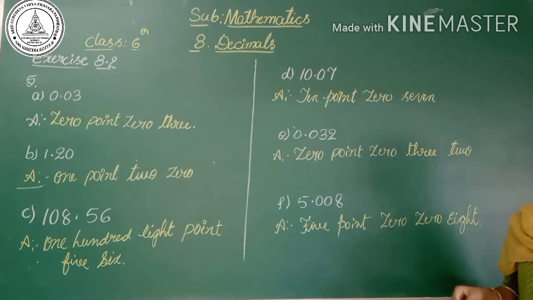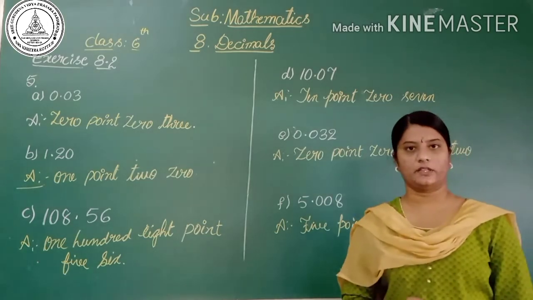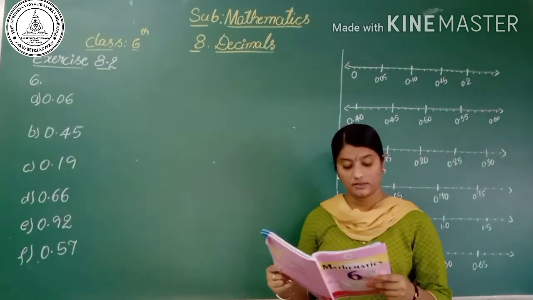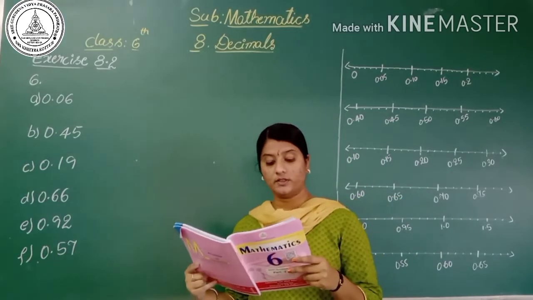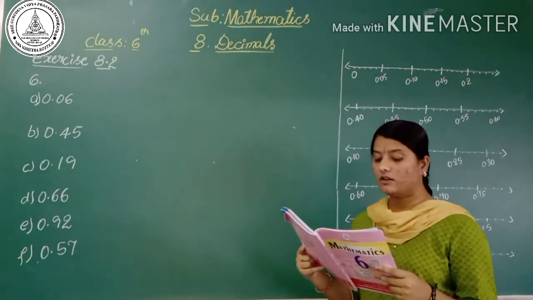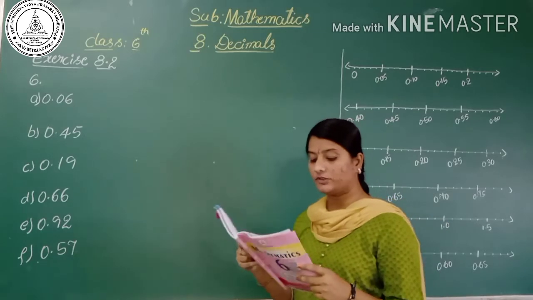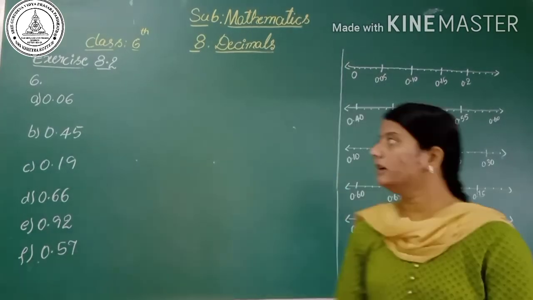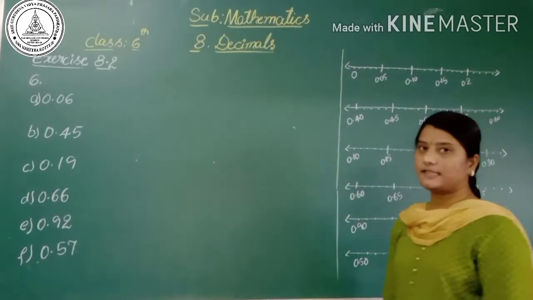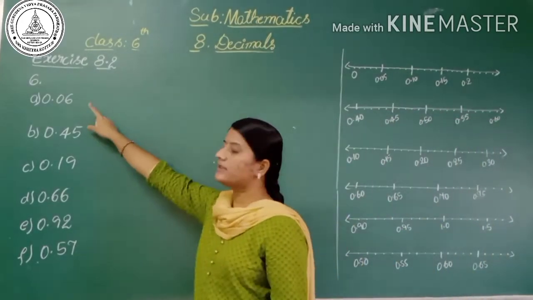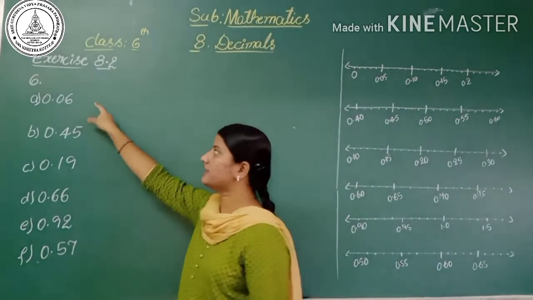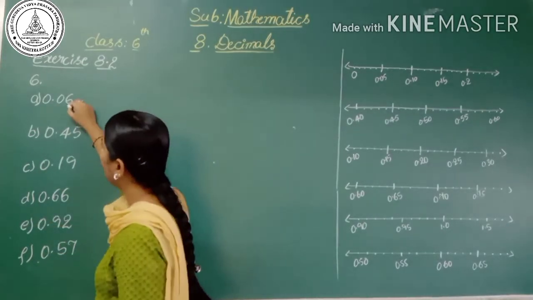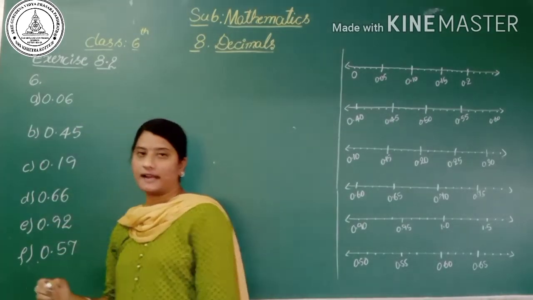Okay. Then let's go to the sixth question. The sixth question is: between which two numbers in tenths place on the number line does each of the given numbers lie? See here, there are 6 questions given. So the first one is 0.06. It is 6 hundredths.